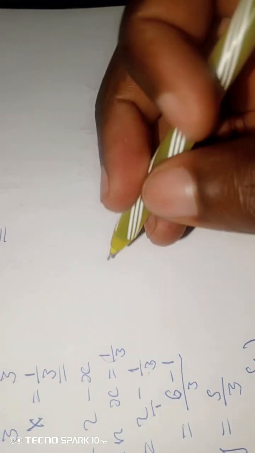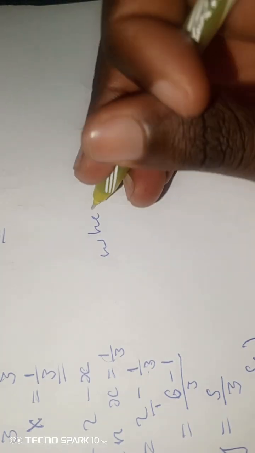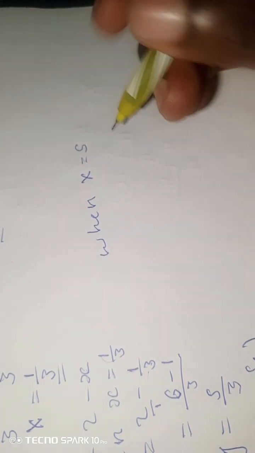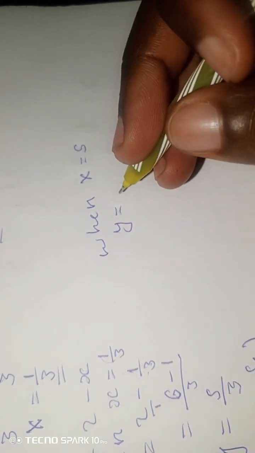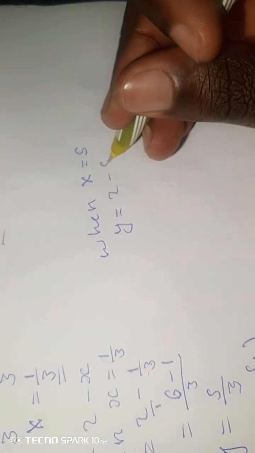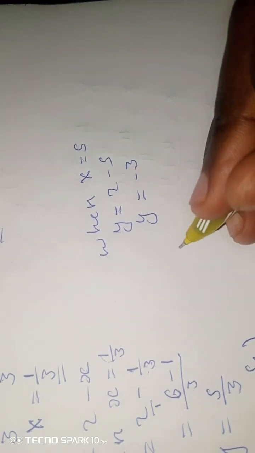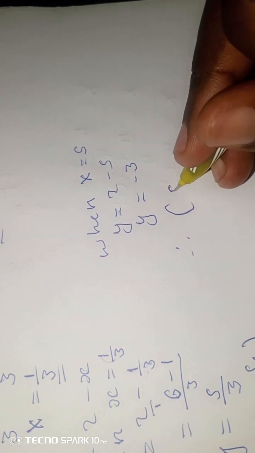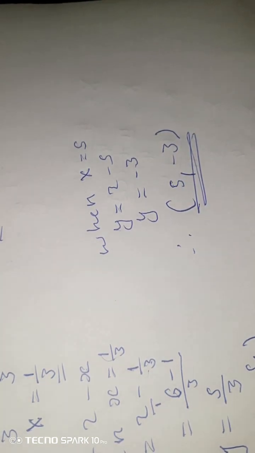We'll do the same thing here again. What about when x equals to 5? So here y equals to 2 minus, where there is x, let us put 5, so our y will be negative 3. Therefore our coordinates here will be positive 5 comma negative 3. So these will be our values.